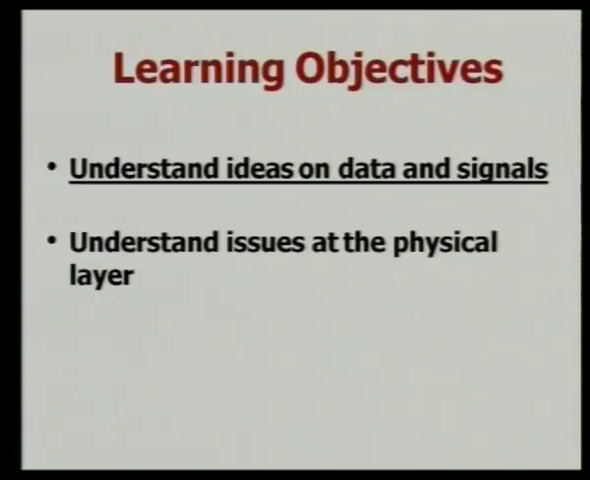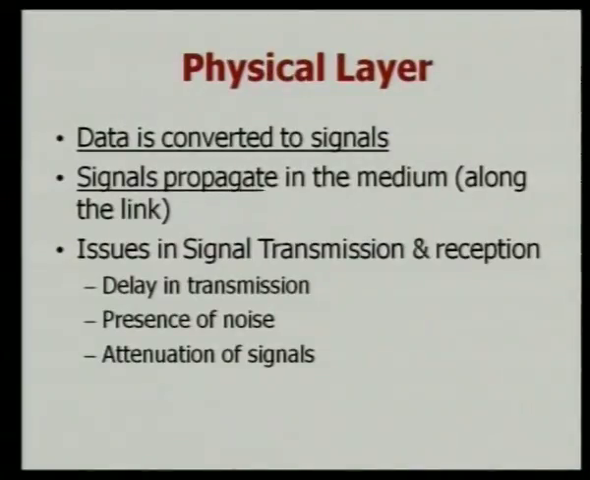The second thing we will look at is the issues that occur at the physical layer and the solutions for those issues. If you look at the physical layer, we know that the fundamental job of the physical layer is to convert data to signals. And these signals will propagate down the medium along the link. This is what happens in a physical layer.